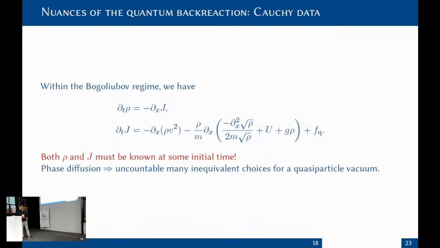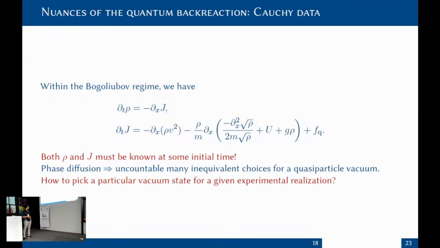But there is a major problem here, which is we do have phase diffusion. And if we do have phase diffusion, it means that from a field theoretical perspective, you actually have uncountably many equivalent ways of choosing a quasi-particle vacuum. You cannot know for sure in a given experimental realization which vacuum you have in your theory.